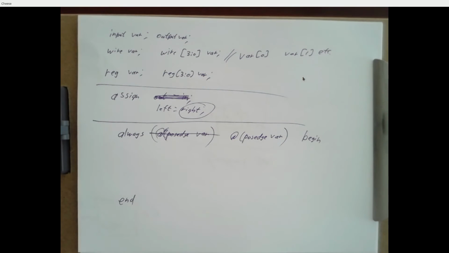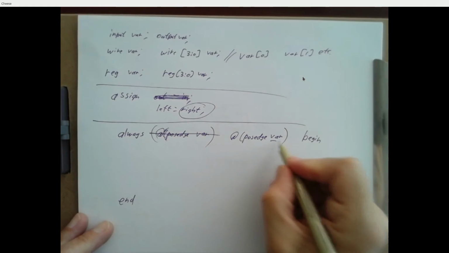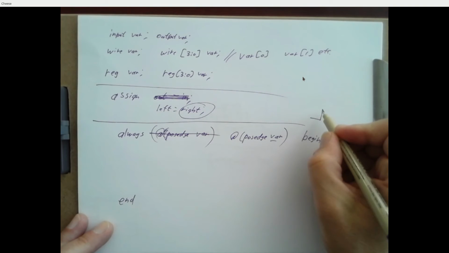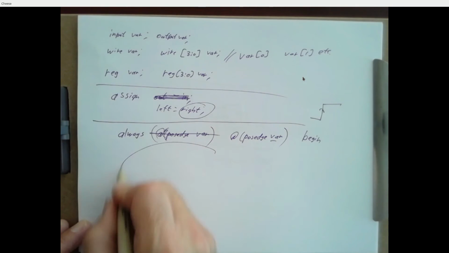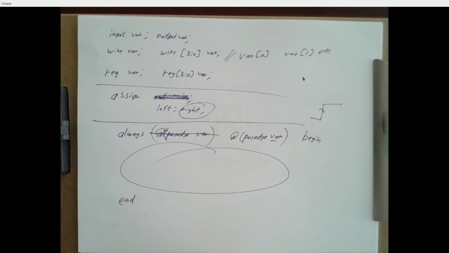Okay, here's what this statement means to Verilog. Remember, this is hardware we're building. It's not procedural code. Here's what this statement means. Build a piece of hardware so that whenever this variable goes through a positive edge transition, goes from a 0 to 1, all of this stuff happens. Build a piece of hardware so that whenever this variable changes from a 0 to 1, the stuff in this body happens.